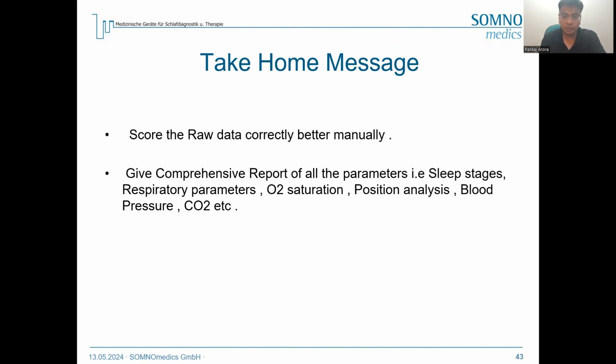You need to look at and show the respiratory parameters. You need to show the oxygen saturation. Position analysis is important. Blood pressure analysis is important. CO2 report, though I didn't show you, is also important. So this is the comprehensive report you need to give to the patient in a simple way so that the patient can understand, or a clinician who has sent you the patient for a sleep study should be able to understand. And that is how the sleep report comes to the end.